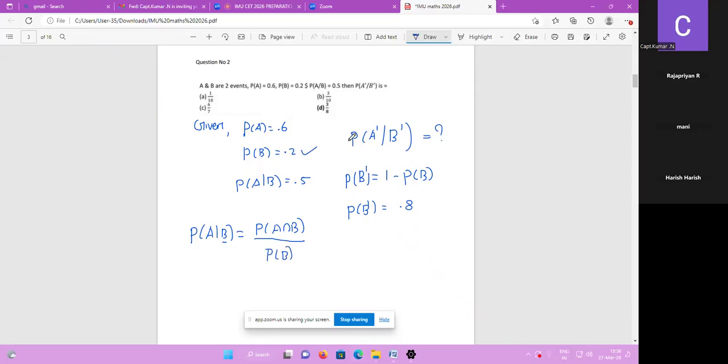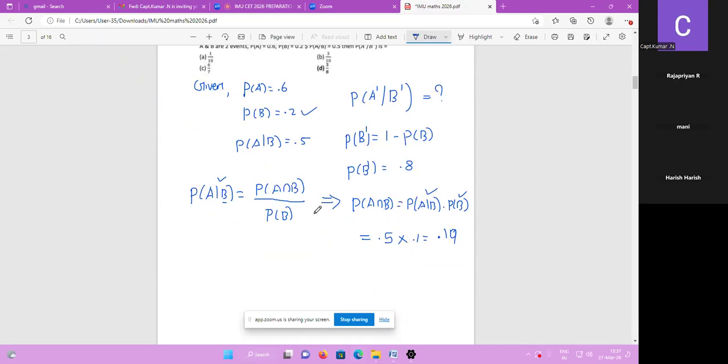Okay, we know probability of B, we know probability of A given B. So this implies we can find probability of A intersection B, which is nothing but probability of A given B multiplied by probability of B. Now we know these two values, isn't it? So the value will be 0.5 multiplied by 0.1, which is 0.10. So I'll take this as 0.1 without loss of generality.